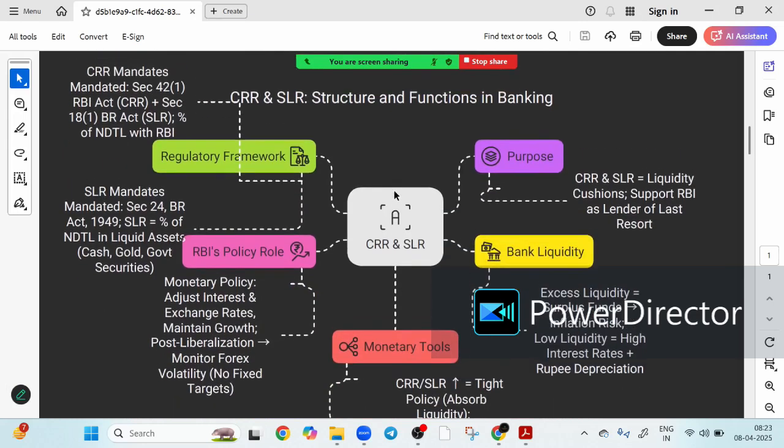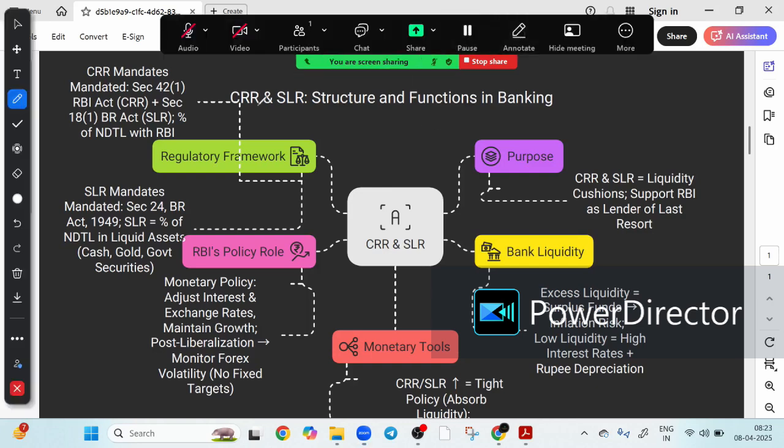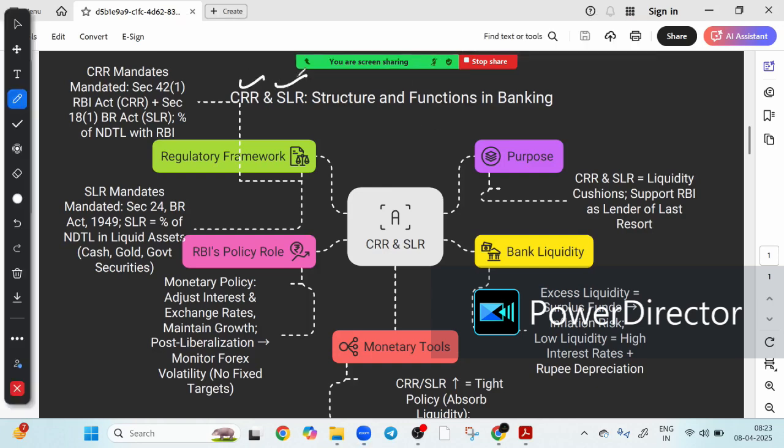Now let's come to the second slide, and in this slide we are going to discuss CRR and SLR, structure and functioning in banks. Do you know what really happens behind the scenes when RBI wants to control inflation or pump money into the economy? The secret lies in two powerful tools. The first tool is called CRR and the second tool is called SLR. But what are they and how do they shape our banking system?